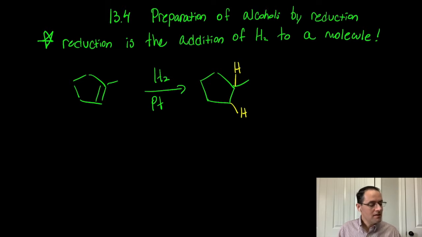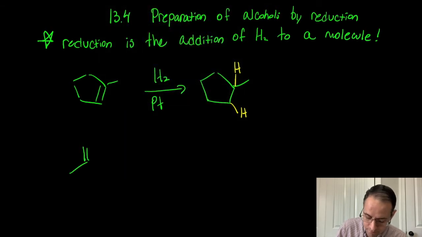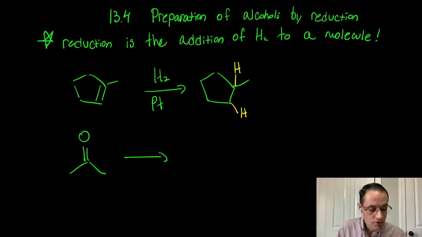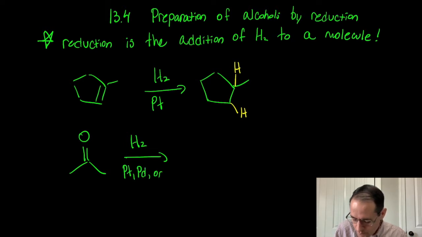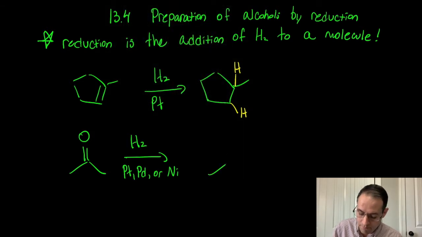Now you can do the same thing for ketones, okay, for ketones. So if you have a molecule like this, and you treat this with hydrogen, and we could use platinum, palladium, or nickel. There's lots of different types of catalysts we've seen before in the class. So don't get confused if you see nickel in one reaction, palladium in another reaction, and yet platinum in a third. What you're going to form is an alcohol, okay?